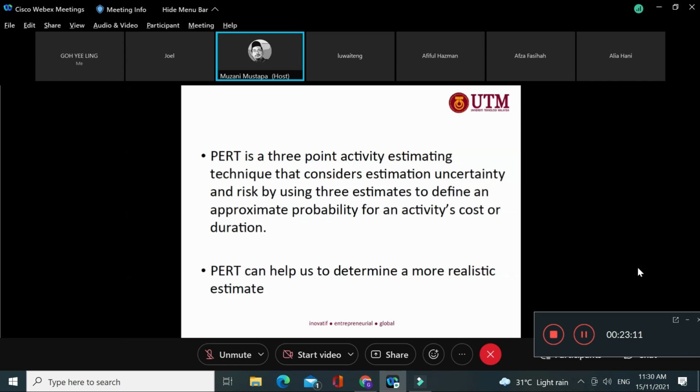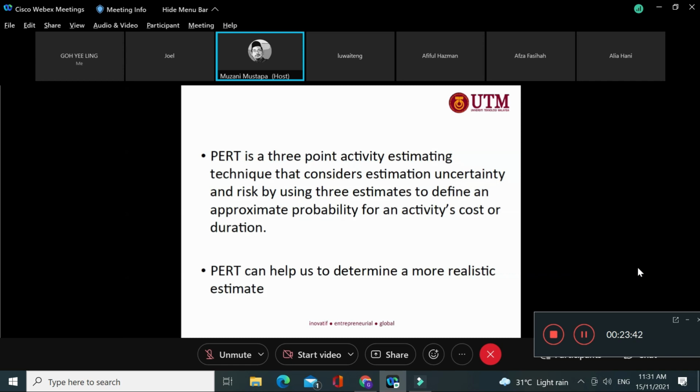Let's say from the first page I showed in my slide, you can see activities A, B, C, D, E, F and so on. They have T equal to 3 weeks, and the next activity T equal to 2 weeks. So this is only one single time, a single time estimation, right? In PERT, they come up with 3 time estimates, or 3-point activity estimating.